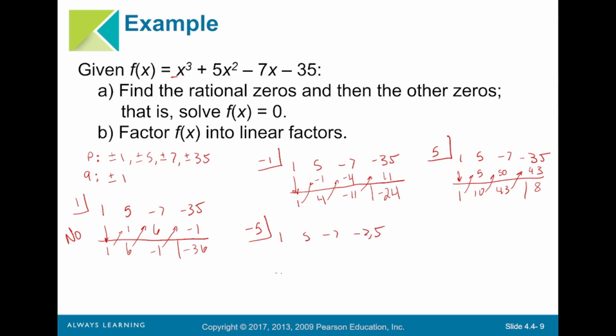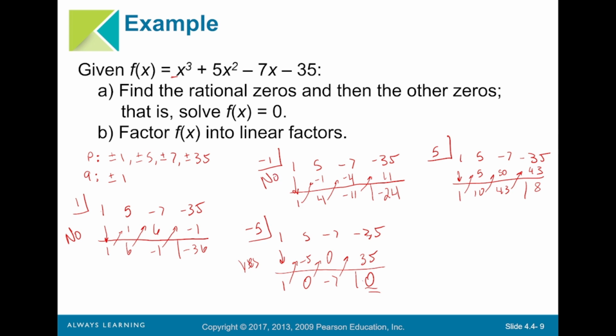Give myself some space. And now I drop the 1. 1 times negative 5 is negative 5. 5 and negative 5 is 0. 0 times negative 5 is 0. Negative 7 plus 0 is negative 7. Negative 7 times negative 5 is 35. Negative 35 and 35 gives us 0. Yay, we got a 0 for our remainder. So this is great. This is a yes.